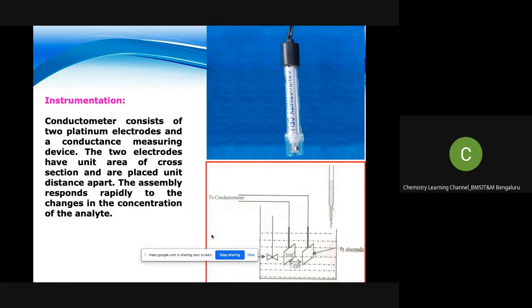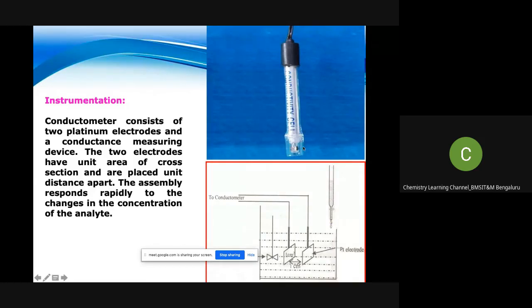So what is the instrumentation? Conductometric titration, in this case, we are using a cell called a conductivity cell. So this is the conductivity cell. Okay, so what does this conductivity cell consist of?